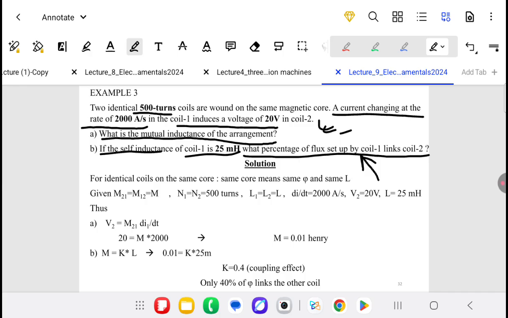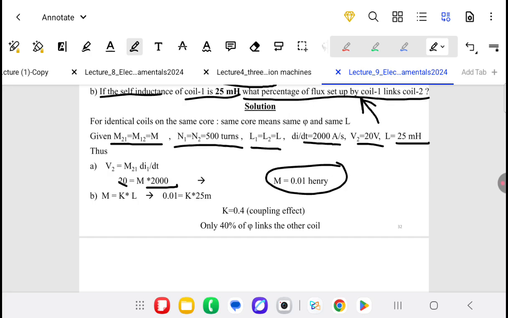As the two coils are identical, the mutual inductance M21 equals M12 equals M, and the number of turns is also equal, N1 equals N2 equals 500 turns, L1 equals L2. We need to get the value of the mutual inductance. Then di by dt equals 2000 amperes per second, V2 equals 20 volts, and L equals 25 millihenry. We have V2 equals M21, the mutual inductance, times di by dt. With V2 equal to 20 and di by dt equal to 2000, M will be equal to 0.01 Henry.